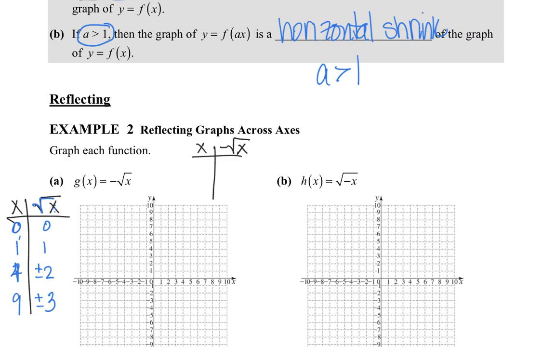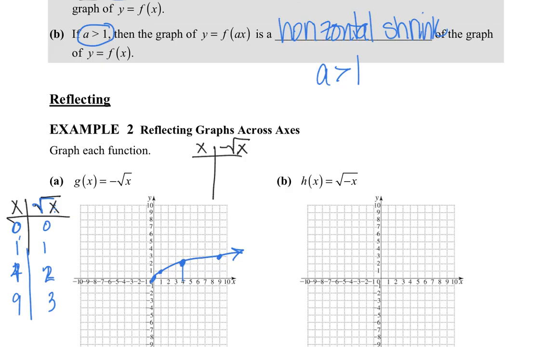All right. So let's just graph 0, 0. We got 1, 1. Actually, let's just keep these on this end positive. So we got 2 and 3. And then when x is 4, we got 2. And when x is 9, we got 1, 2, 3. So your graph is going to look like this.